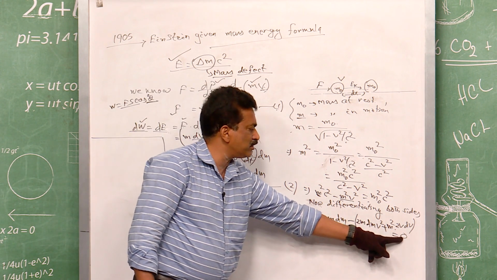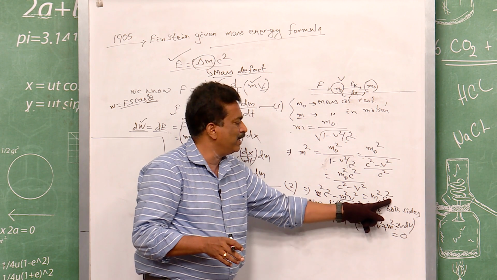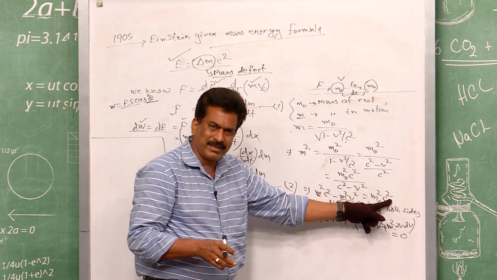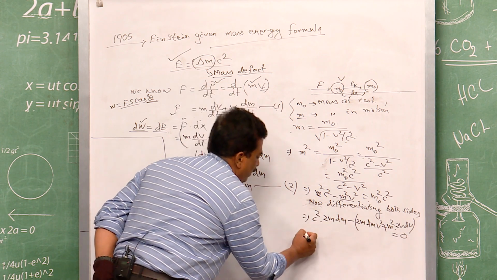Sir, why is this equal to 0? Because m0 is the mass at rest, which is constant. c is the speed of light, that is also constant. So the whole thing is constant, its derivative is equal to 0.